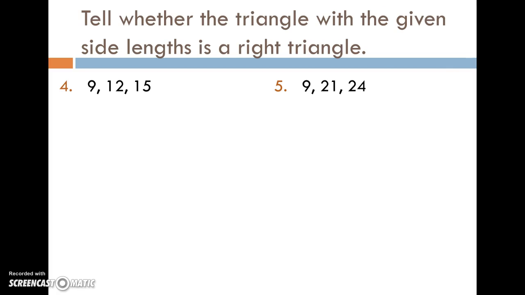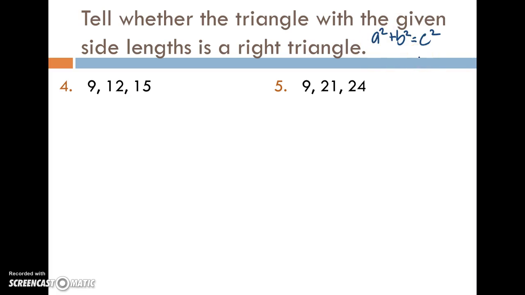Okay, now this is where the converse part comes in for our Swab It for the day. So now it's saying tell whether the triangle with the given side lengths is a right triangle. If it is a right triangle, then A squared plus B squared equals C squared. In these examples, they're giving me an A, B, and C, and they're asking me, does it make a right triangle? Does it fit the Pythagorean theorem?